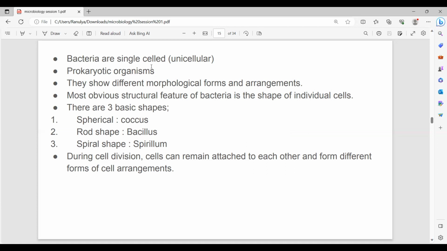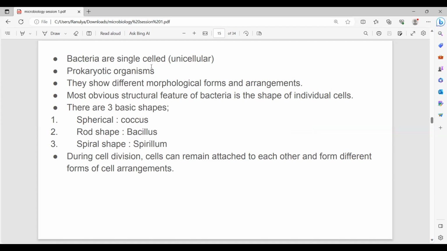First one, spherical, it is called coccus. Rod shape, bacillus. Spiral, if it looks like a spiral, it's called spirillum. Spherical shaped coccus, rod shaped bacillus, spiral shaped spirillum.